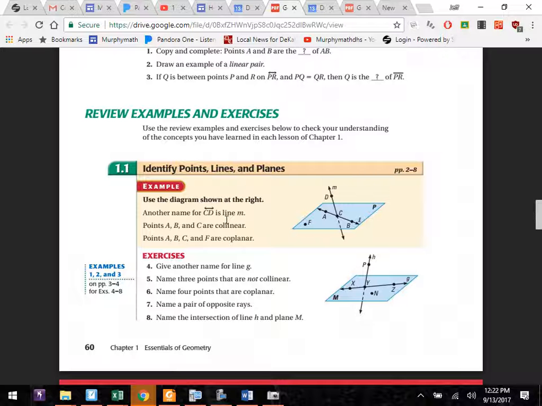I mean, another name for line G. Well, how do you label lines? You need 2 letters with an arrow over it. So line G, I find it can be XY or YZ. It's super fast. It should be super, super, super quick. All right.